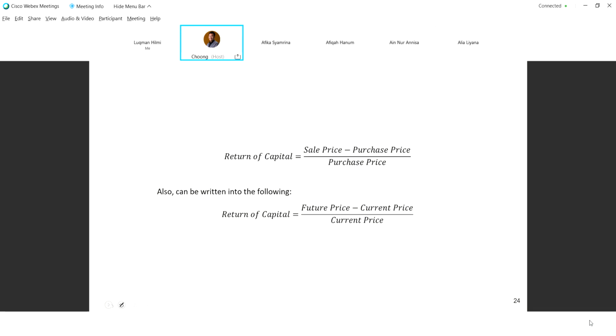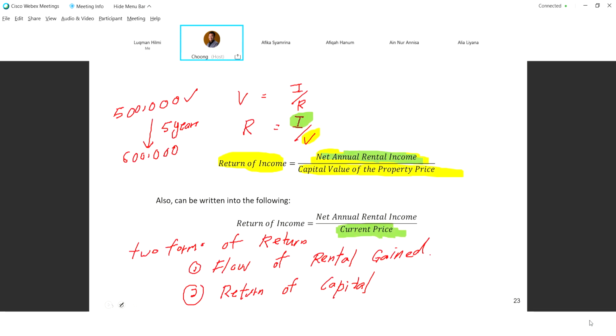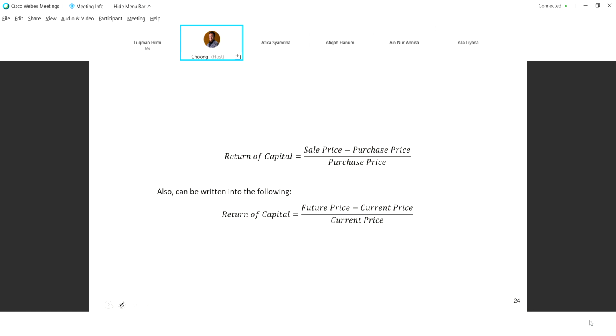So now we look into another one, is the return of capital. Just now I said the return of your income, right? Your return of your income, your R itself. Now it said that, okay, besides your return of income, they actually have the return of capital as well. So how do you determine the return of capital? So the formula here is that your sale price minus your purchase price and divided by your purchase price. So this is your return of your capital. So can be written as well as a return of capitals.